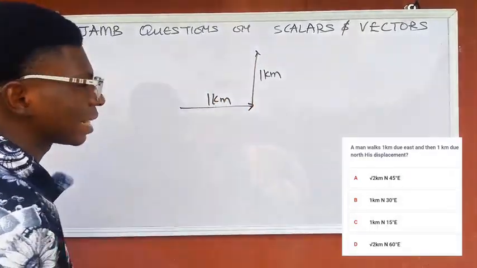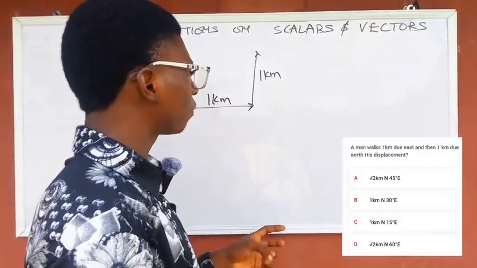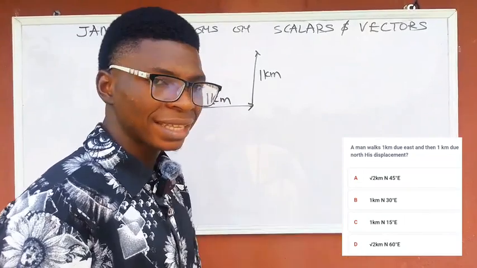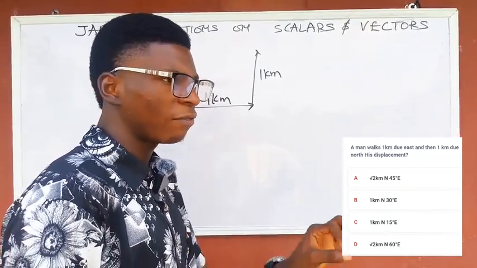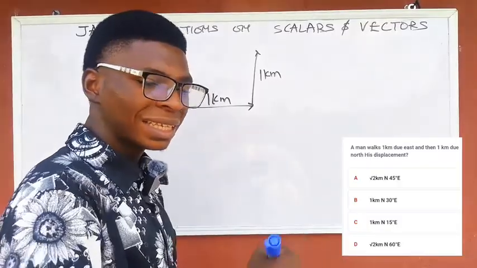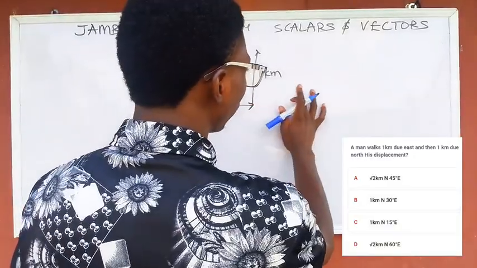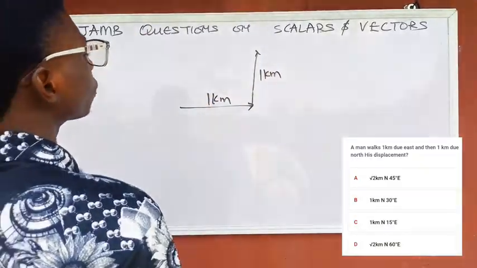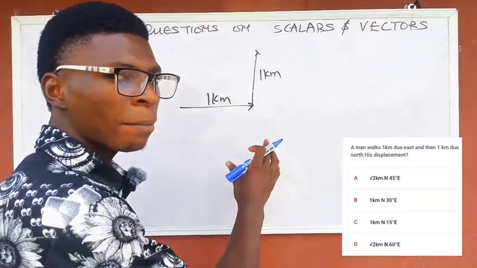So I told you that in the last video I differentiated between scalars and factors, that distance is a scalar quantity while displacement is a vector quantity. Please, I'm saying it again. If you haven't watched that lecture, please go and watch it now before you start watching this one. Are you getting my point now? So in this case, we are told to calculate the displacement of that man.